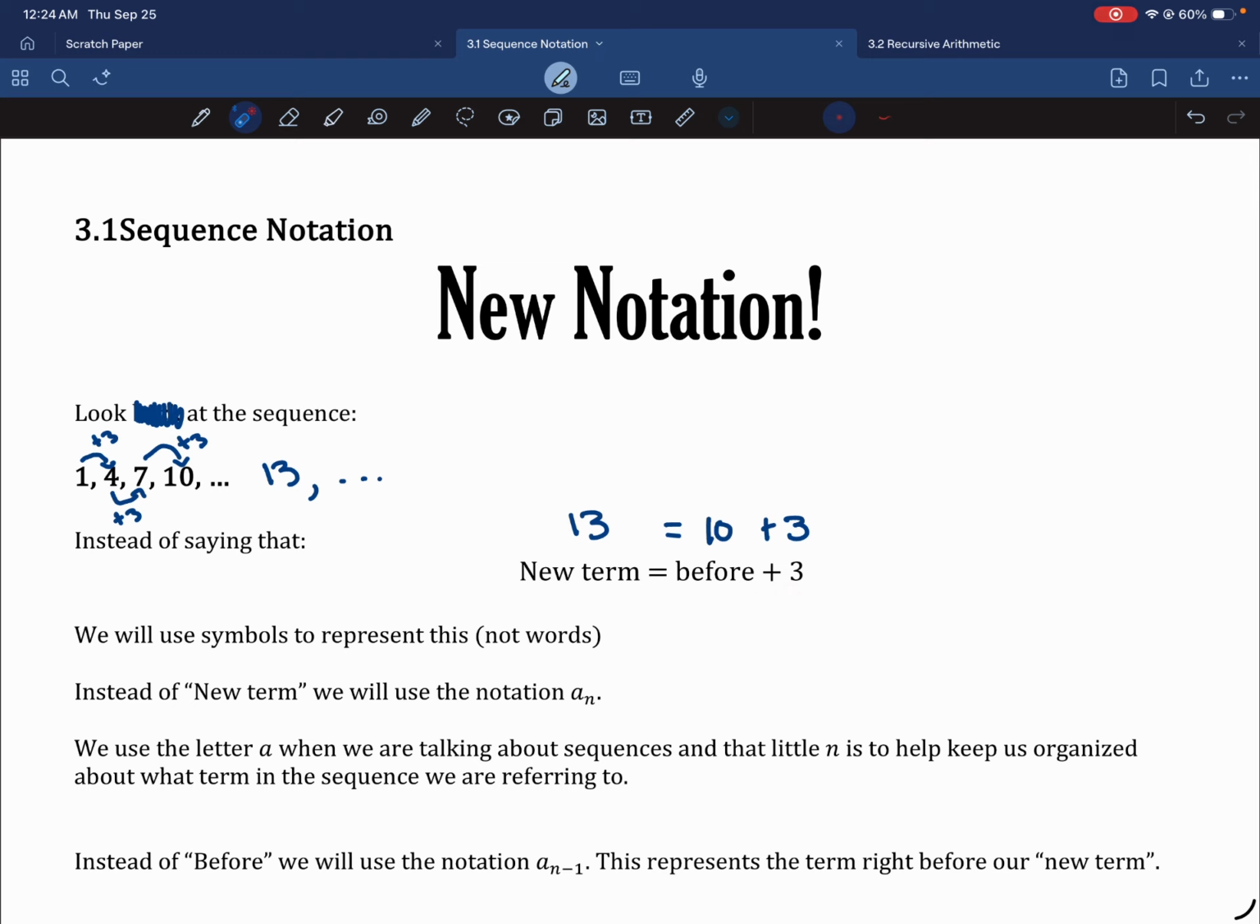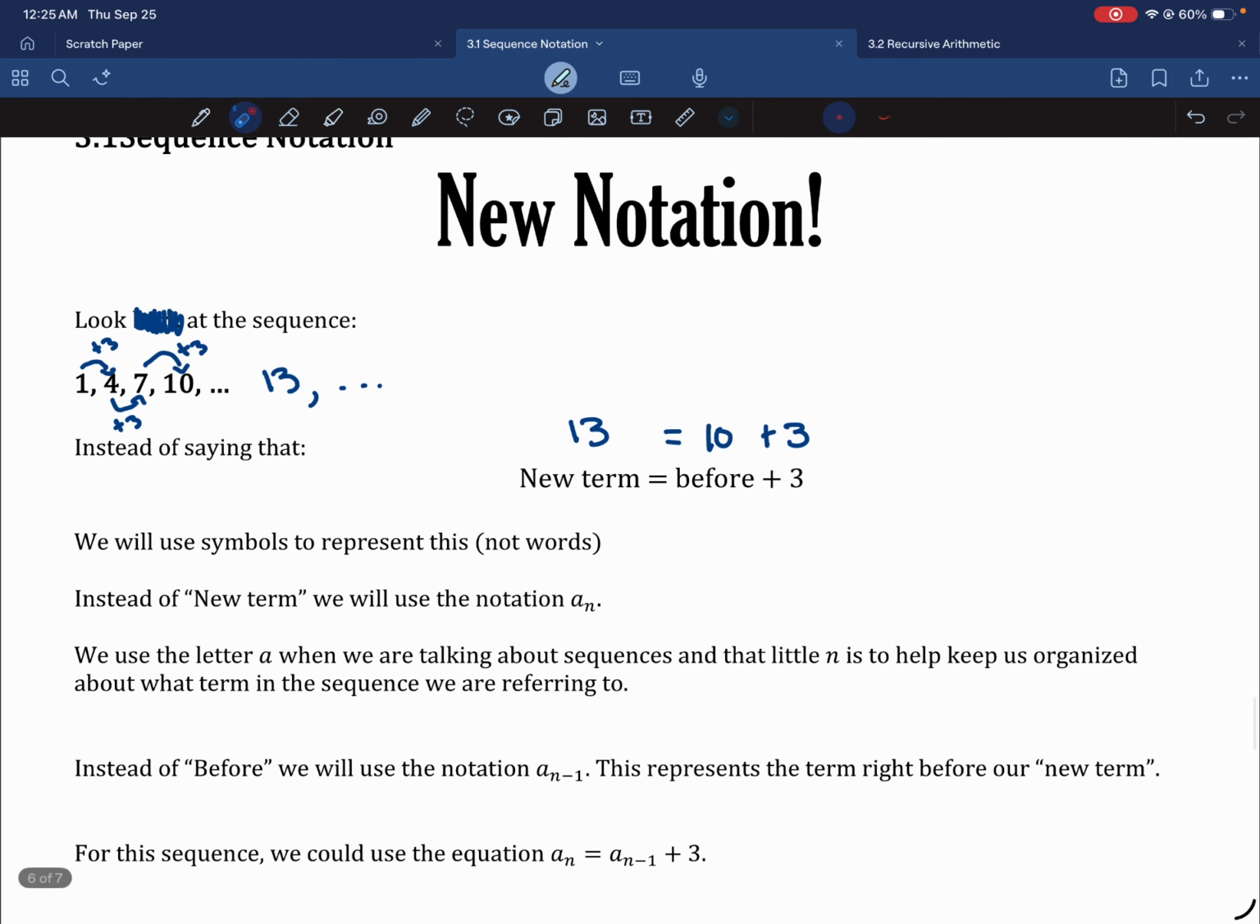But we're going to talk about how to do this without words using notation, math notation, okay? So we're going to use symbols to represent this. So instead of saying new term, we're going to use the notation a sub n, okay? So a sub n will always be your new term, okay? We use the letter A when we're talking about sequences and the little n to help us stay organized about what term we're talking about, okay? So a sub n will mean new term.